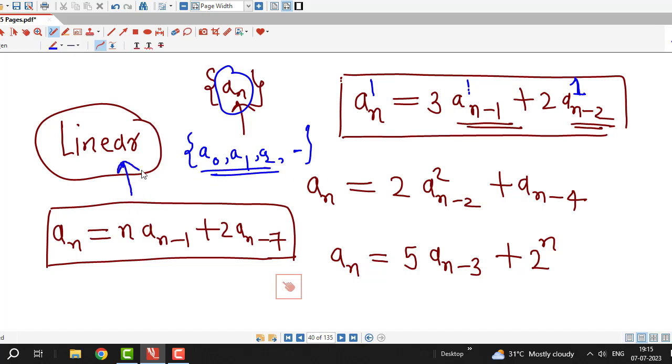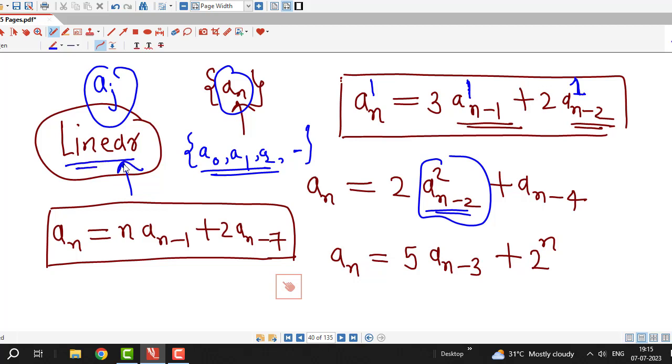For a recurrence relation to be linear, we cannot have this type of term in the recurrence relation. Here we are using the square of the n minus 2th term, so this is not linear. So a recurrence relation is linear if the power of each aj is 1. That is the first classification. Here we can see this is a linear recurrence relation. This is not linear because here the power is 2. This is linear because here the power is 1, and this is also linear. So this is the meaning of a linear recurrence relation.